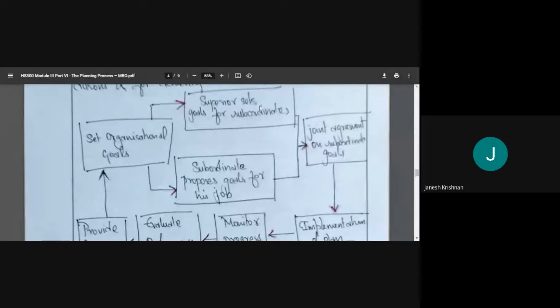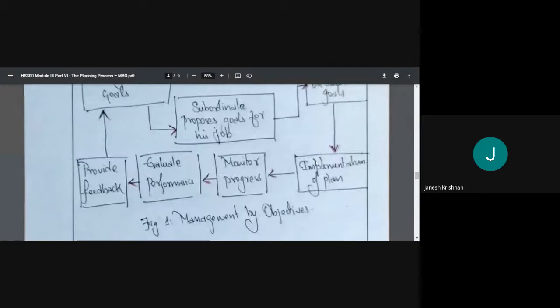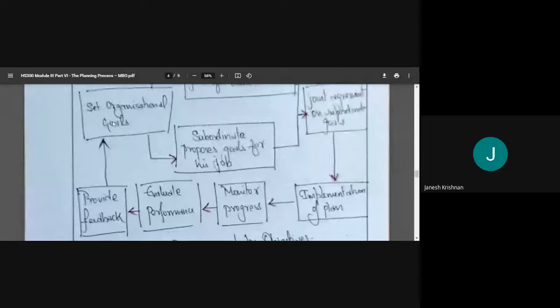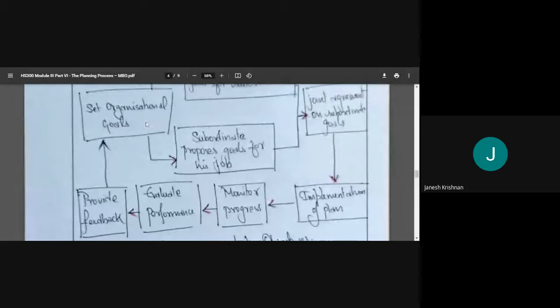these three blocks show that the superior sets goals, the subordinate proposes goals for his job, and joint agreements. All these things come under interaction between the manager and the subordinate. Then plans are implemented, performances are evaluated, and feedback is provided. And this feedback will take part the next time whenever we are setting the organization goal. This feedback will also have a role. Clear? Right?